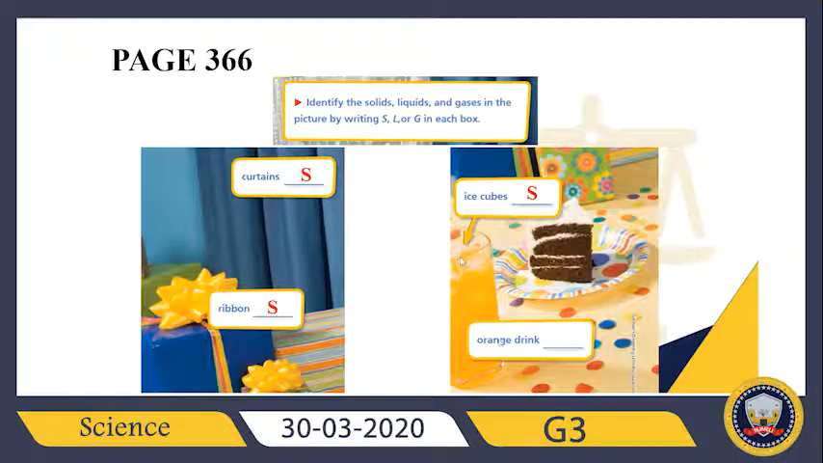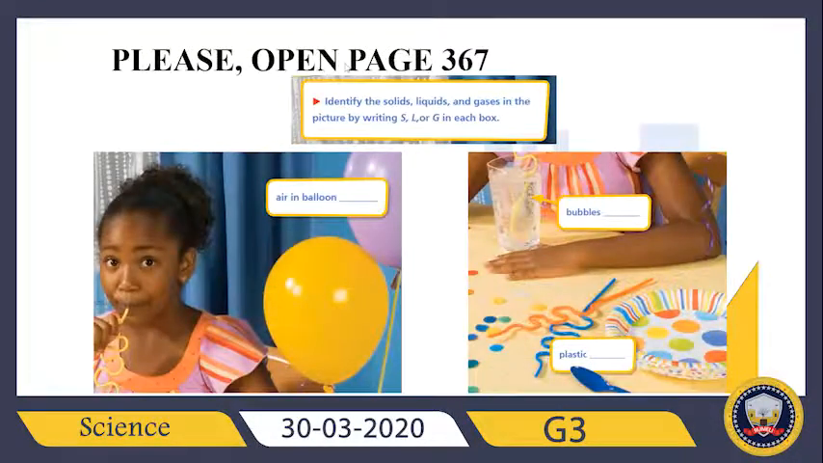What about orange drink? While explaining ice cube, I already said it. I said the ice cube is inside of the liquid. So orange drink is my liquid, and when you put the orange drink inside of a container, inside of a glass, it will take up the shape of the glass, right? So orange drink is liquid. Good.